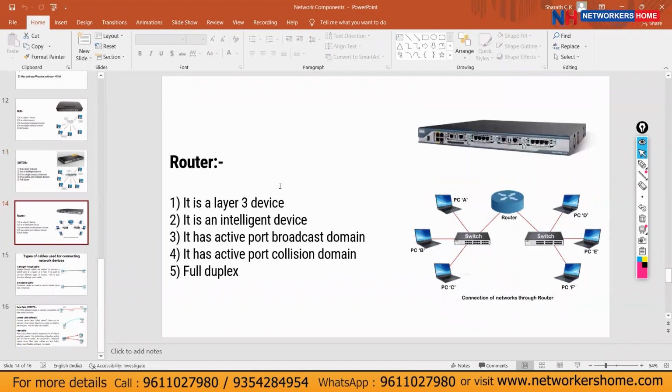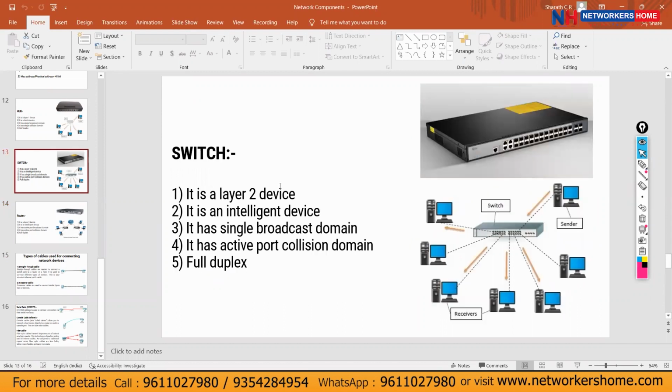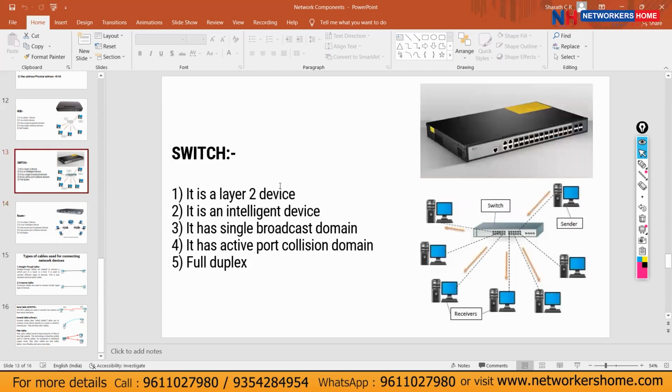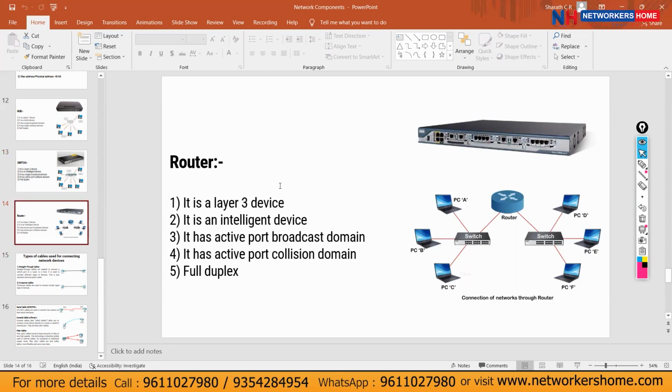Good. Router. It is a layer 3 device. Why is it a layer 3 device? Because it works on IP addresses. And why is switch a layer 2 device? Because it works on MAC addresses. Okay. Layer 3 device, it is an intelligent device. Why? Because it has memory, it can store, correct, it can maintain tables, it can maintain routing tables. What are routing tables? We will see when we start routing protocols. And switch, what does it maintain? It maintains a MAC table. Correct? Okay. It is also full duplex. It has per port broadcast domain and active port collision domain.